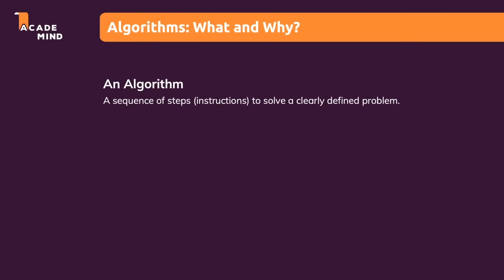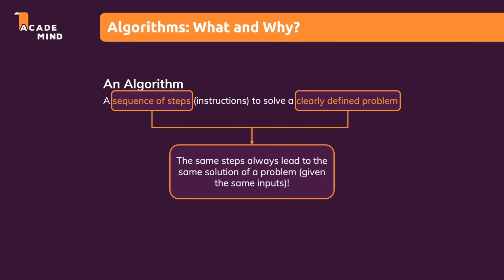And that's what an algorithm is about. We have these two key parts, a sequence of steps and a clearly defined problem. And these are the two things that in the end make up an algorithm. And the same steps with the same input should always lead to the same solution to a problem. That's the idea behind an algorithm.